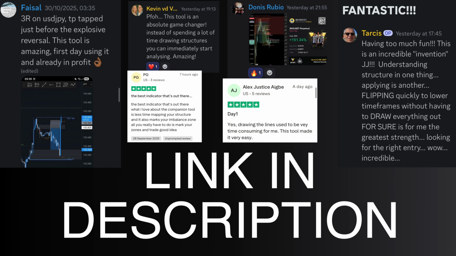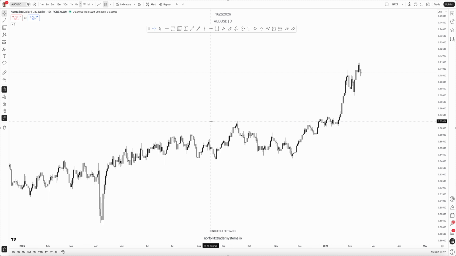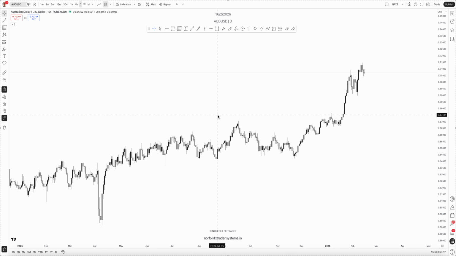Otherwise, let's look at how it works. First, we'll go through mainly how we actually spot the first and second break of structure, why it's important, and how you can also later see ahead of time if you can trade the first break, that change of character. So we're going to do this on the Aussie US dollar on a daily time frame.